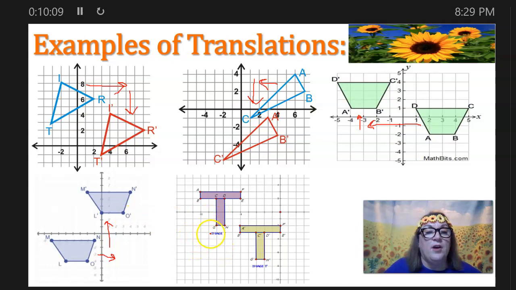Now we have these two image T's. This is a little misleading because they probably should have labeled this as pre-image instead of image, but they're just calling this T an image T. But it is the pre-image because it's the one we started off with. And then it looks like we just translated it to the right a little bit and then down to make A prime, B prime, C prime, D prime over here for this image.